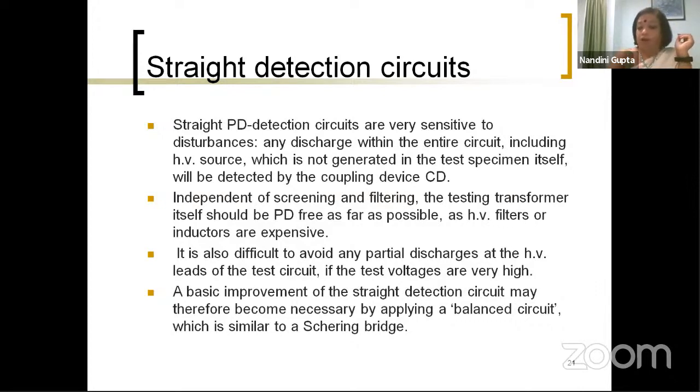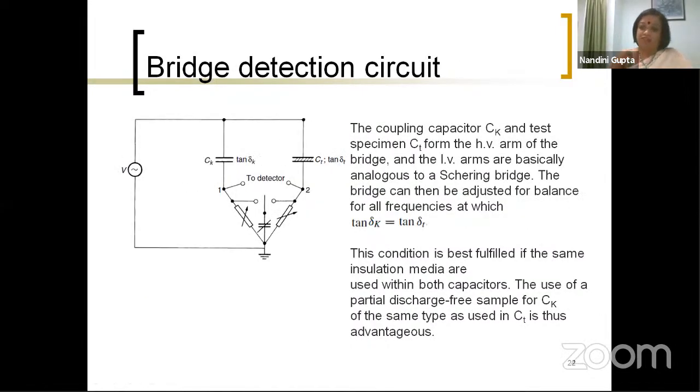So therefore, there is a basic improvement of the straight detection circuit, which has been in place right from the outset, and this is a balanced circuit. As you can imagine, it is very similar to a Schering bridge. It may be difficult to measure a small quantity when there is a large current flowing through the circuit. But if you can set up a bridge circuit so that when you do not have a PD, there is no current flowing, or there are very small noise currents which can be filtered out, then even a small PD pulse, amplified properly, can be measured.